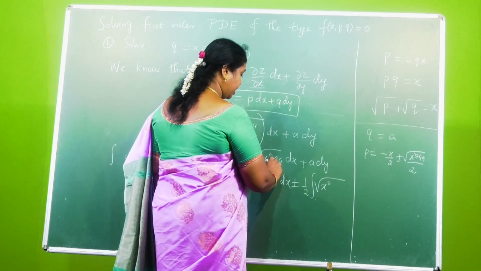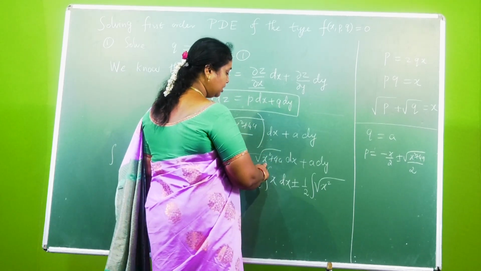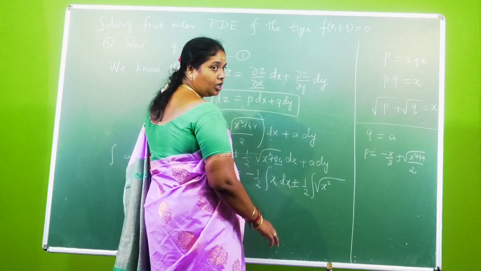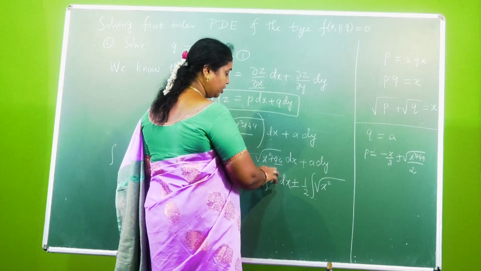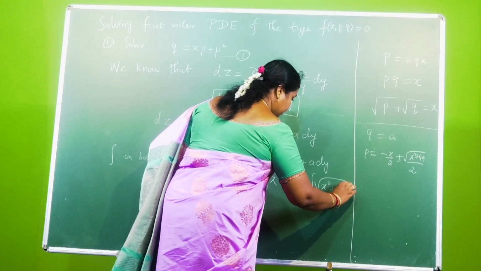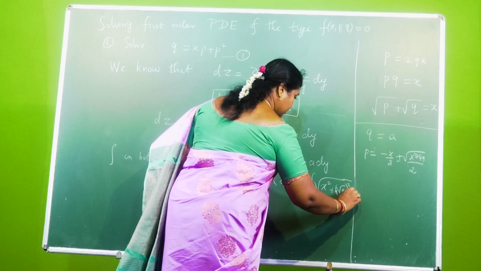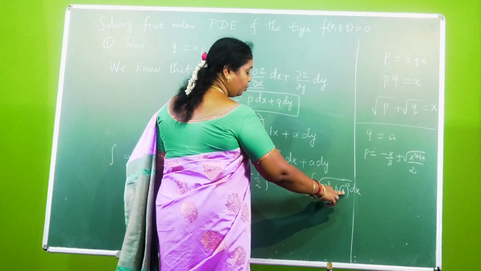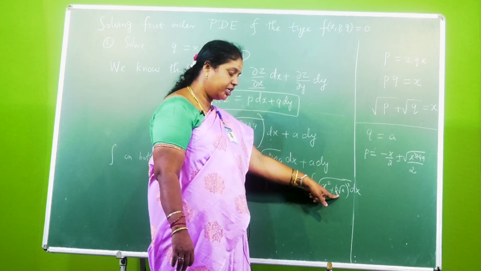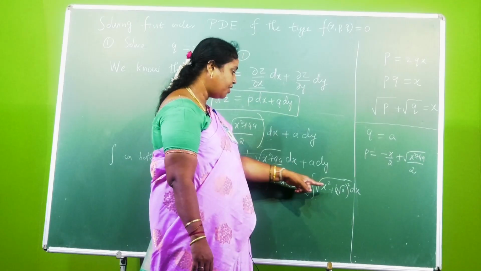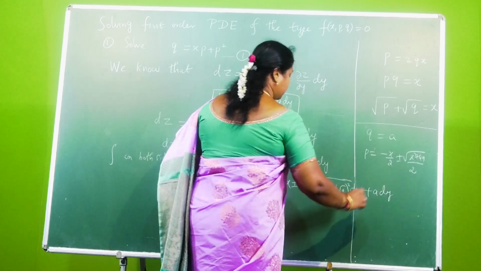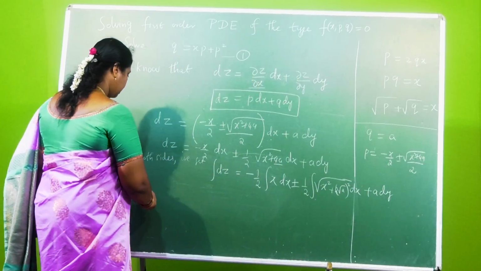integral square root of x square plus 4a. So we are going to apply the integral of square root of x square plus a square formula. Here the term does not look like a square, so I am going to rewrite this 4a as 2 root a the whole square. If you expand this, what will you get? 2 square is 4, root a square is a. So to use the formula, we are writing like this. So a dy.